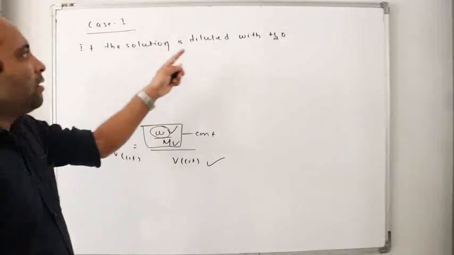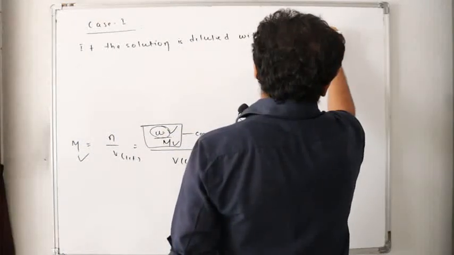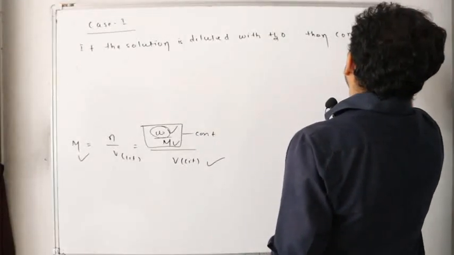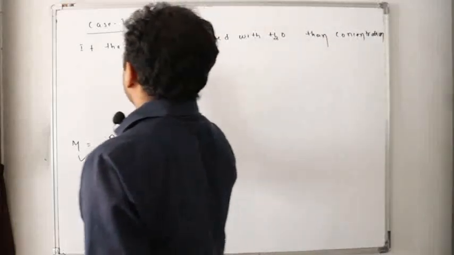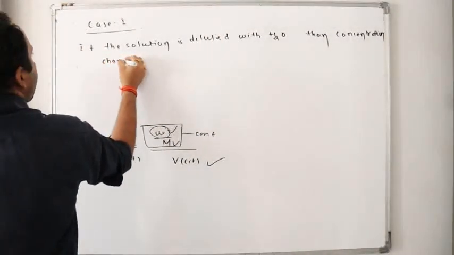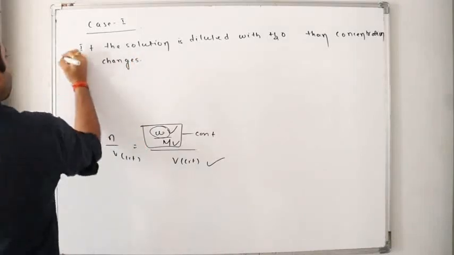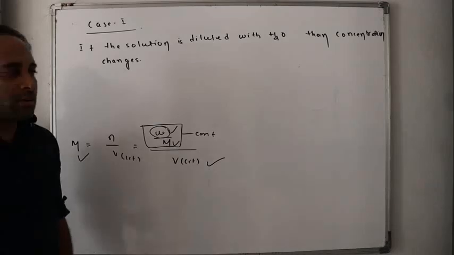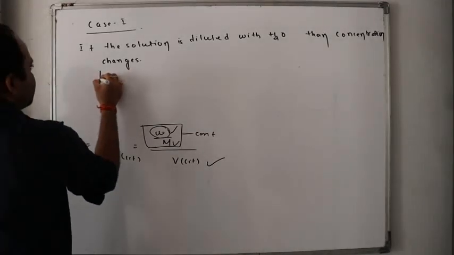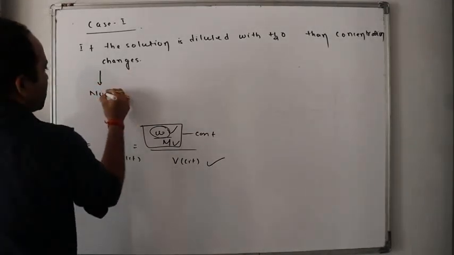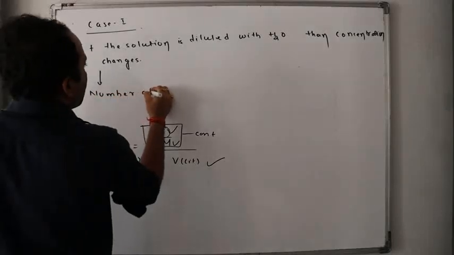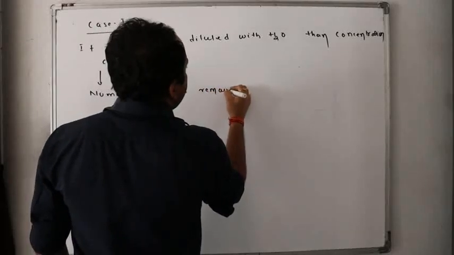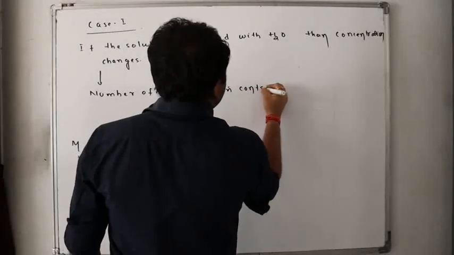So if the solution is diluted with water, then concentration changes. And what happens? Concentration changes, because in this case we know that what I said here, number of moles remain constant.